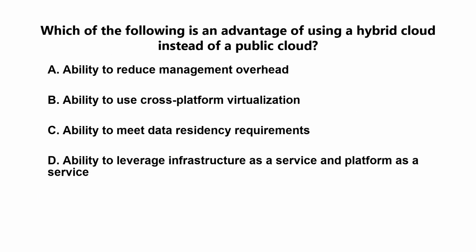Question 49. Which of the following is an advantage of using a hybrid cloud instead of a public cloud? Option A, ability to reduce management overhead. Option B, ability to use cross-platform virtualization. Option C, ability to meet data residency requirements. Option D, ability to leverage infrastructure as a service and platform as a service. The correct answer is option C, ability to meet data residency requirements.